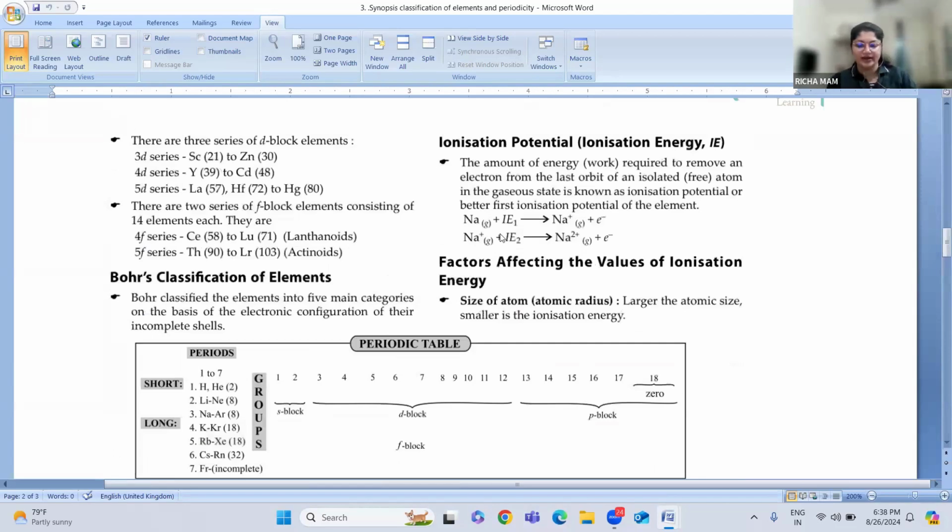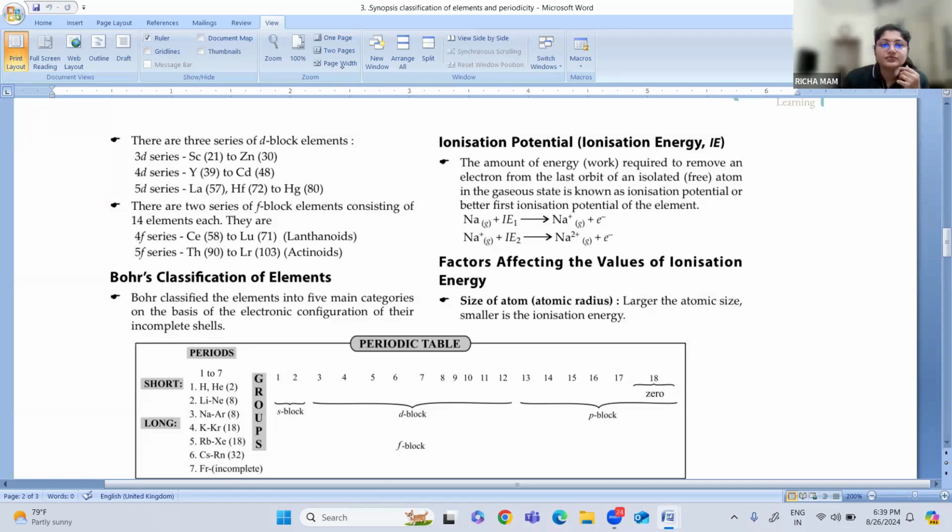Now, what do you mean by ionization potential or ionization energy? It is the minimum amount of energy which is required to remove an electron from an isolated gaseous atom. A very important concept: the first ionization energy is always less than the second ionization energy. When we are removing the second electron, the energy required to remove that electron will be more.